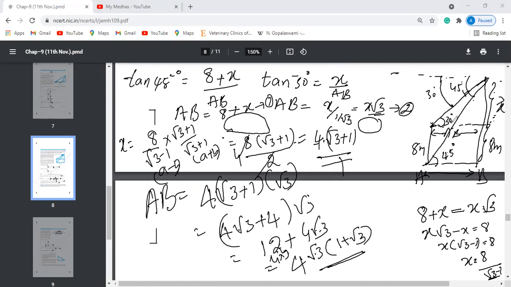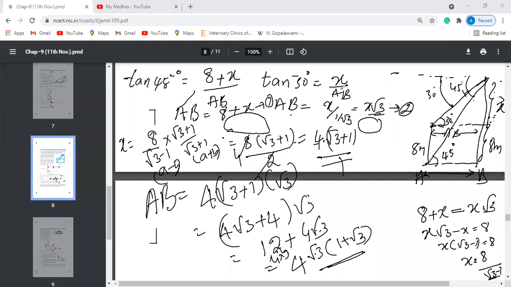Similarly, we are taking tan 30. So x, opposite side divided by AB. So that AB is equal to 8 plus x. So this is one equation. Similarly, from here you will get AB is equal to x root 3. So this is the second equation. Okay. Now, what we are doing is we have AB on your left hand side.